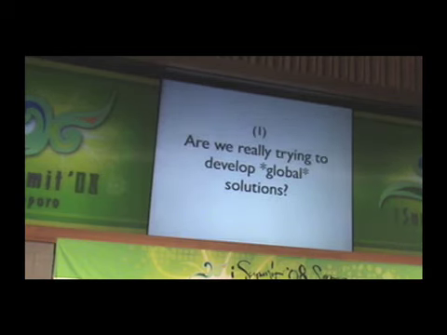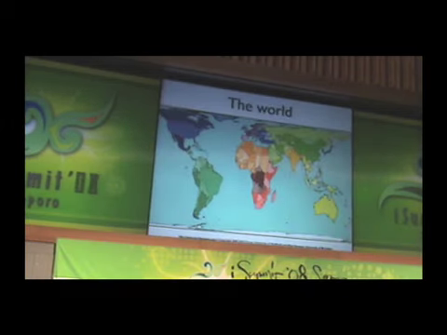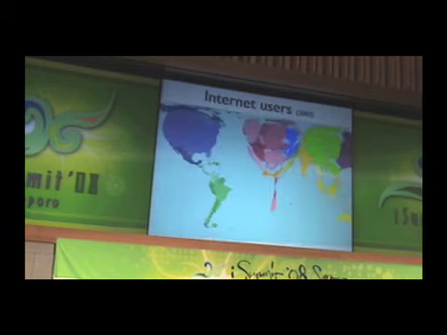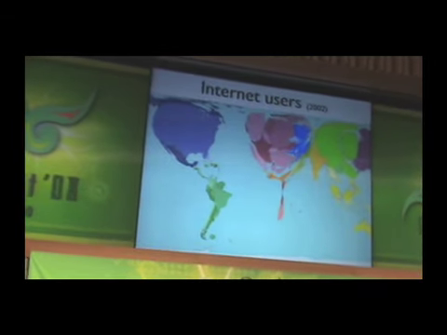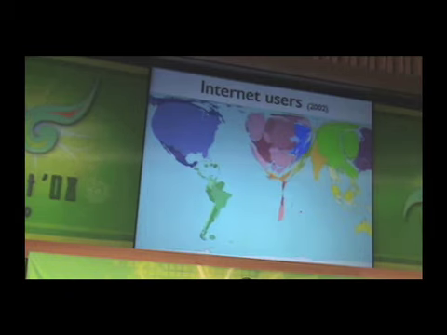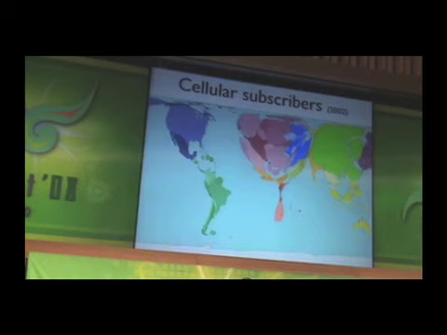First, are we really trying to develop global solutions? Now, let's take a look at the world. This is the world from Worldmapper, an awesome project, must look at it, worldmapper.org. This is the relative number of internet users. So there you can see a very skinny Africa and relatively skinny Global South. Eastern Europe is pretty skinny and pretty fat in the north. This is from 2002.